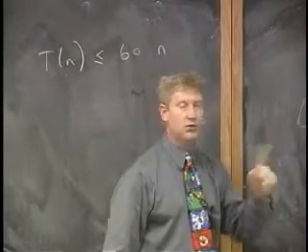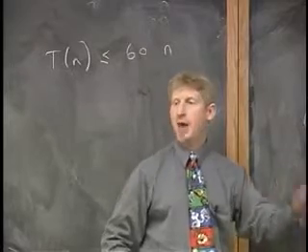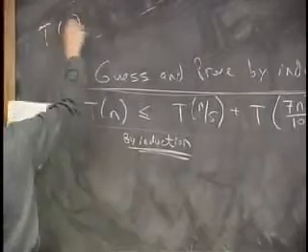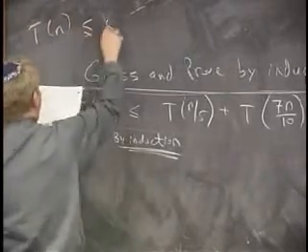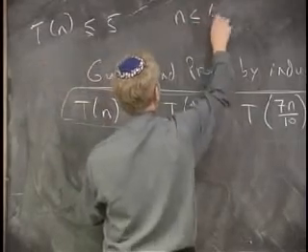It turns out that you can't do this. We're going to get stuck. But the point that we get stuck is a point that we can backtrack and use a better number and get it to work. Here's my base case. T(n) is less than or equal to 5 as long as n is smaller than or equal to 6.